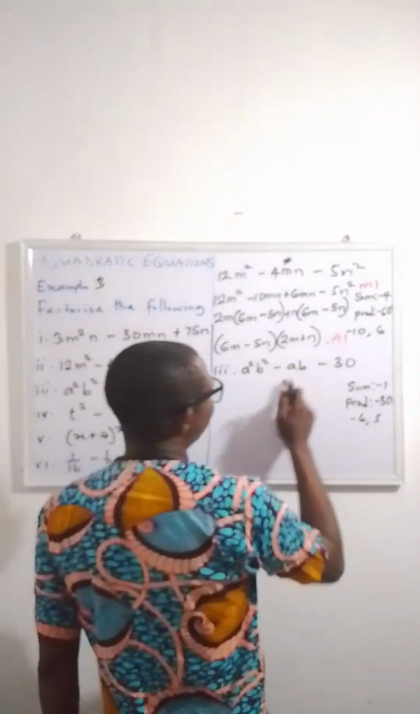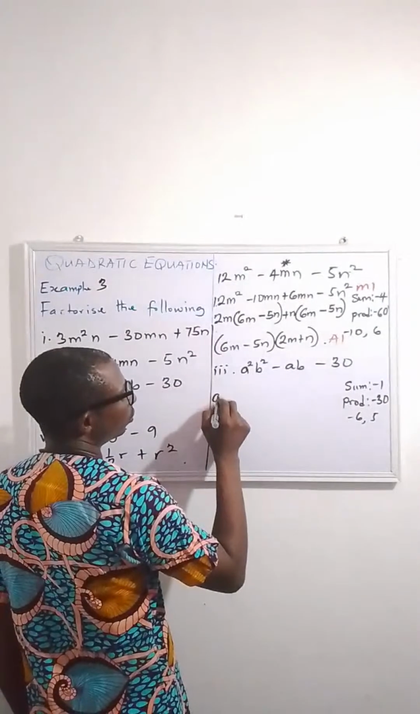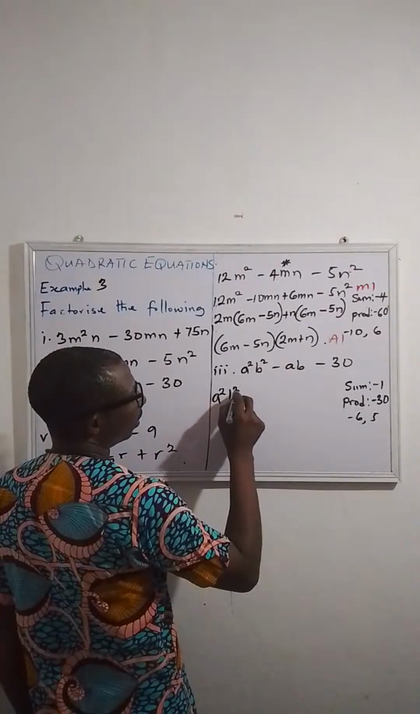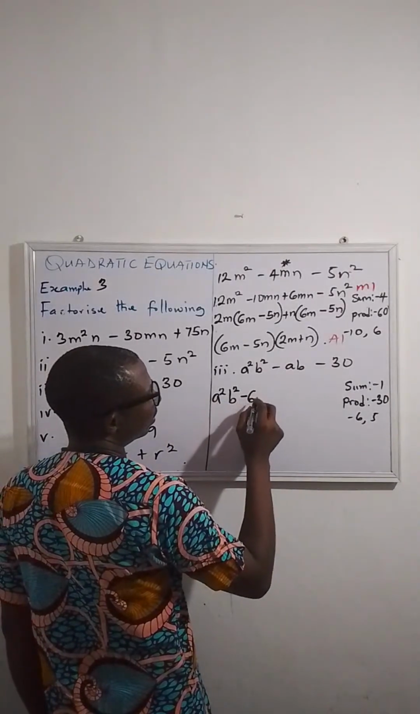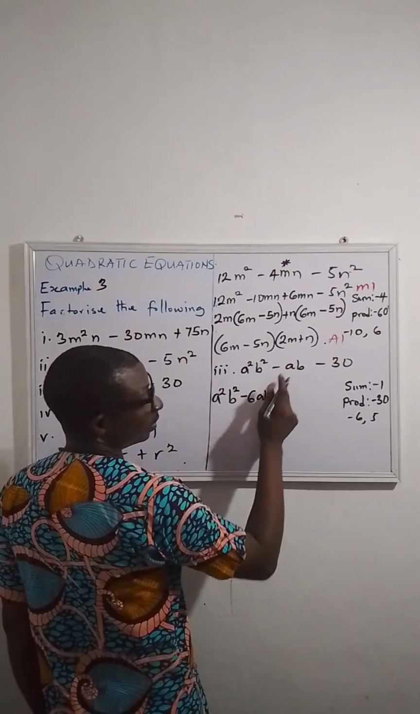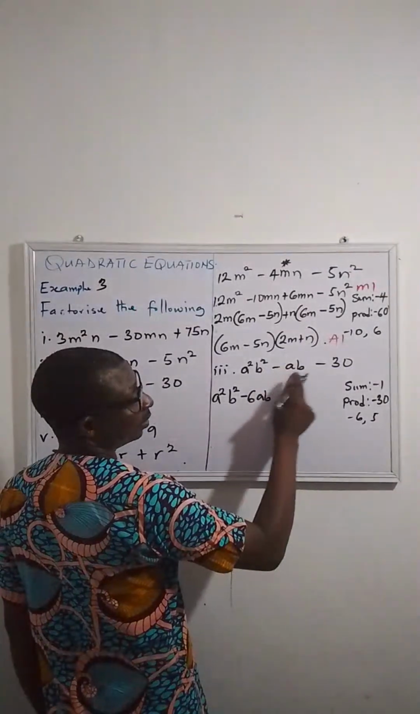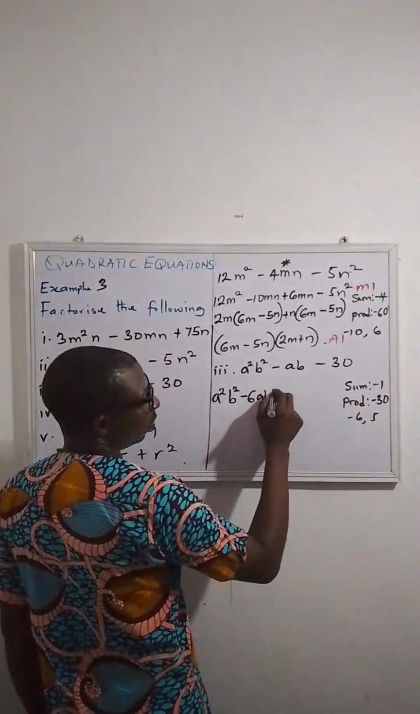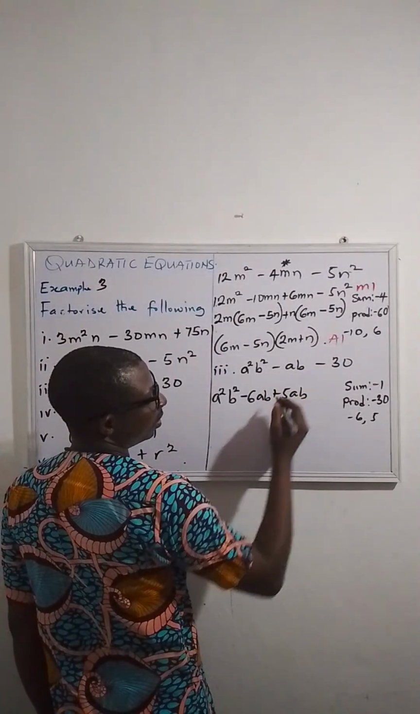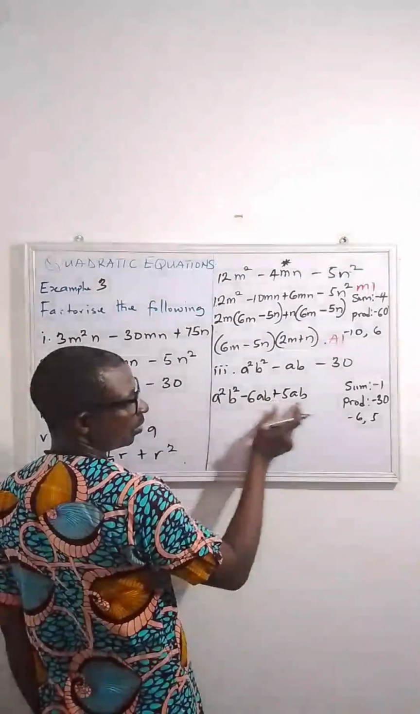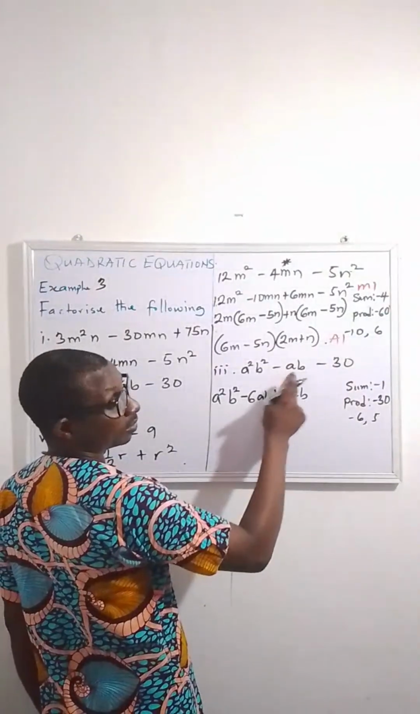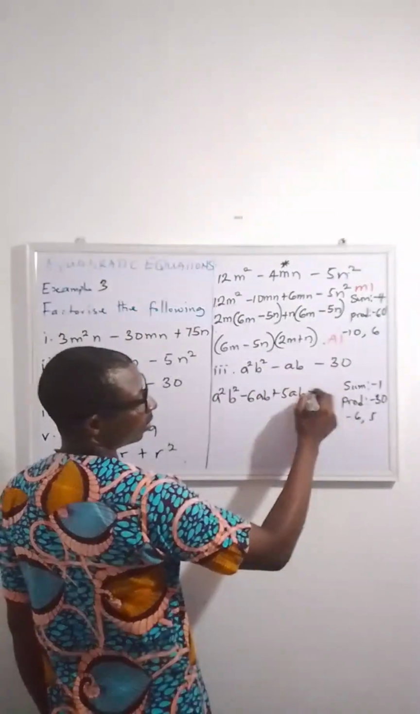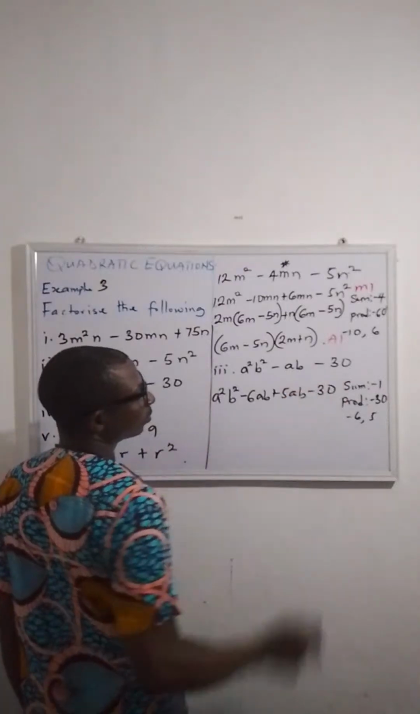So now we split this into two. So we have a squared b squared, -6ab. Can you see that? Because I'm splitting this one, so it must be in terms of ab. You get that? Plus 5ab. Right, so -6ab plus 5ab is going to give me -ab. Okay, and the last one, -30.